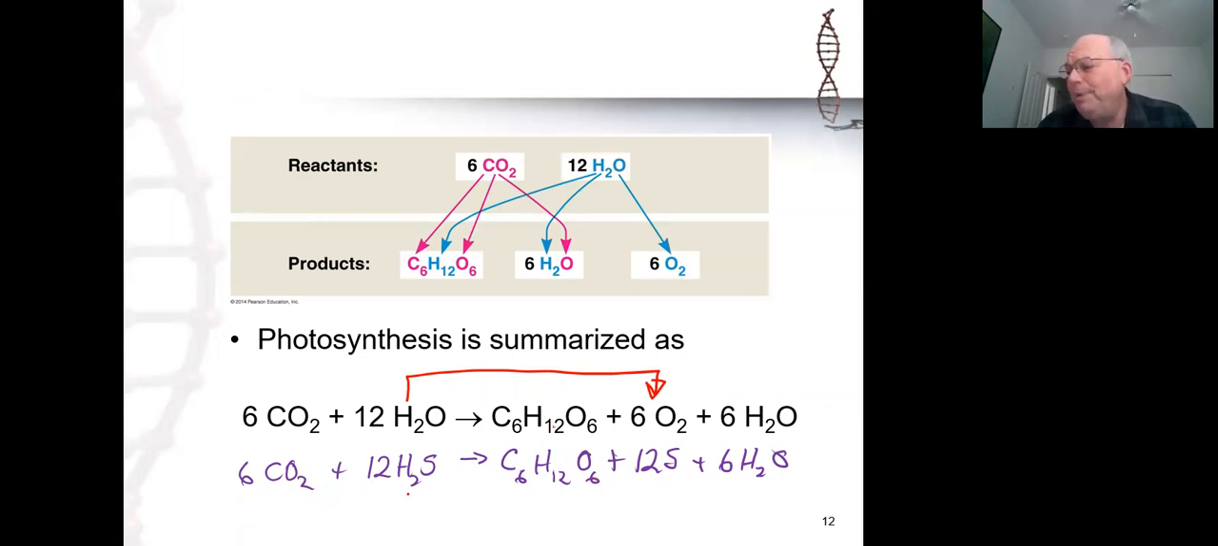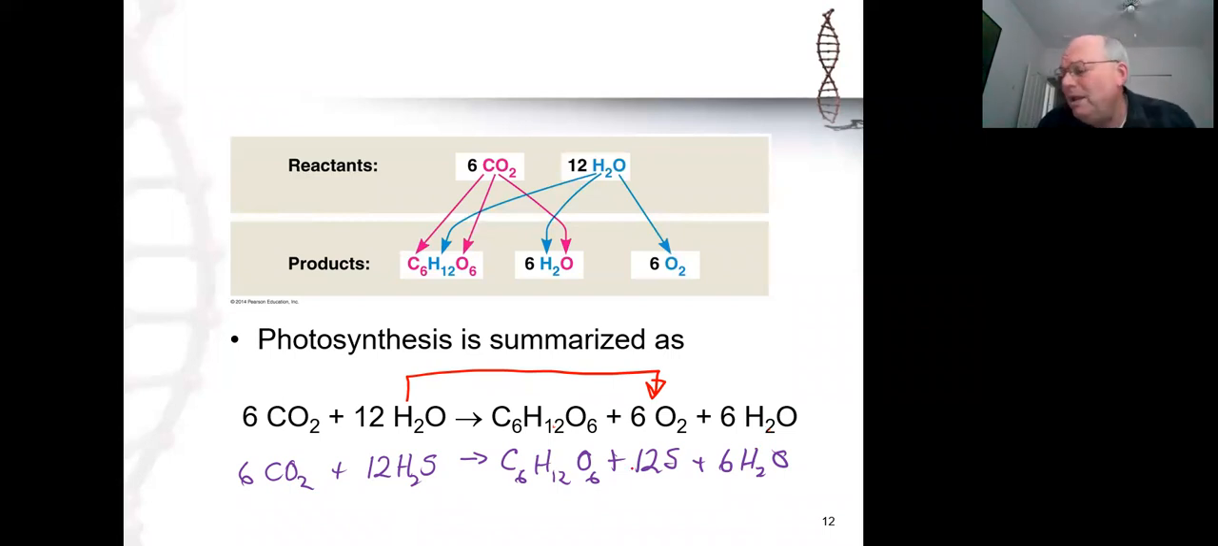Bear in mind that he's still just dealing with the H2S. So as far as he's concerned, H2S, the S becomes the sulfur. These hydrogens, some of them are used to reduce carbon dioxide to glucose. The rest, well, they create the water molecules.